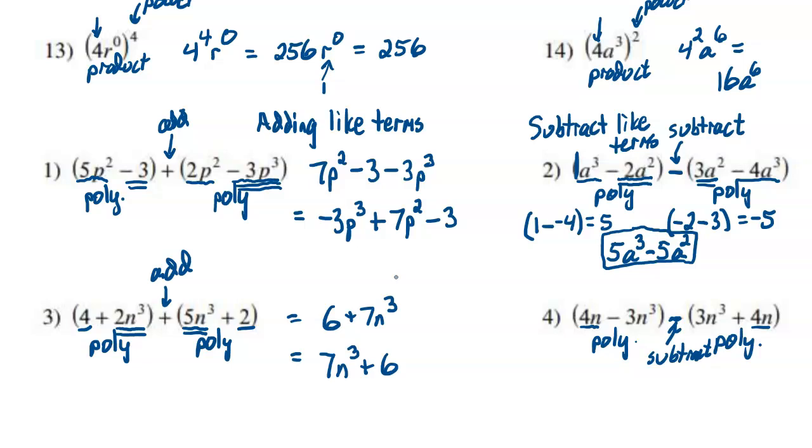Now let's look at the terms that have n cubed. This is negative 3n cubed, subtract 3n cubed. Focus on the coefficients of the n cubed. Negative 3, subtract a 3. That's negative 6. And that negative 6 was with the n cubed. So it's negative 6n cubed.